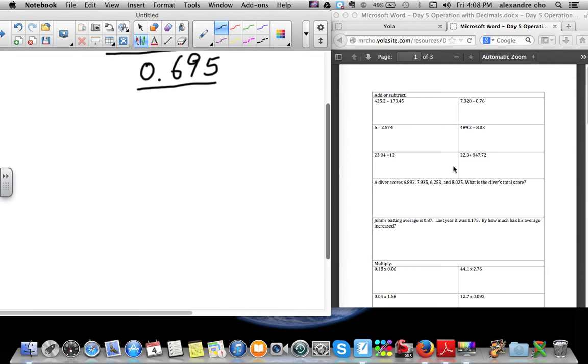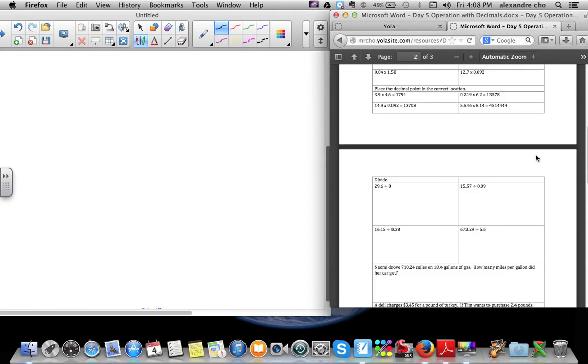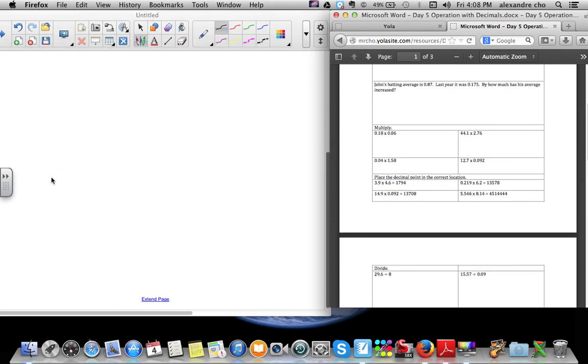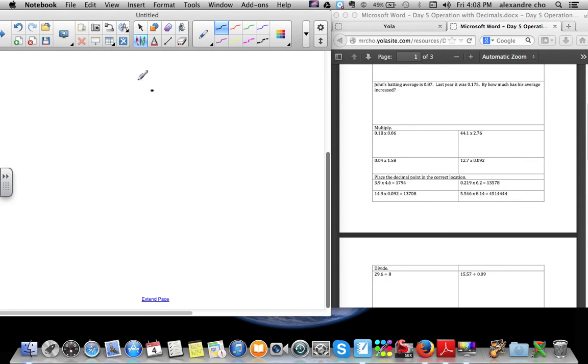Okay. Bottom two questions over here on this side are about multiplication. And again, multiplication is just a little different. Okay, so first one, 0.18 times 0.06. In multiplication, lining it up is not important.